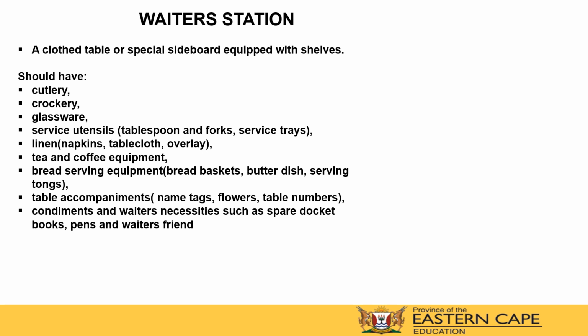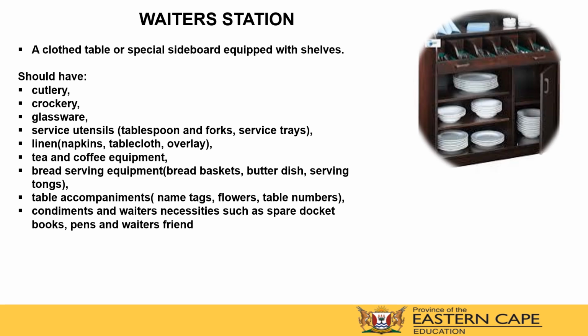placed there. Now, I've got a few pictures. This is your waiter's station. As you can see, this particular one has got the shelves and it's got the cupboard. I hope you can actually see, this is your crockery. You've got your soup bowls there, you've got your dinner plates, as well as your side plates, and at the top there you've got a drawer with all the cutlery, and on top of the sideboard, I'm not sure if you can see there, you've got your menus and your table numbers.